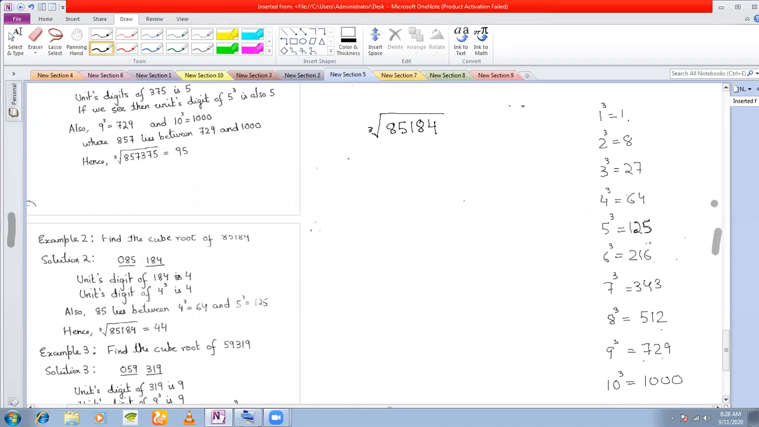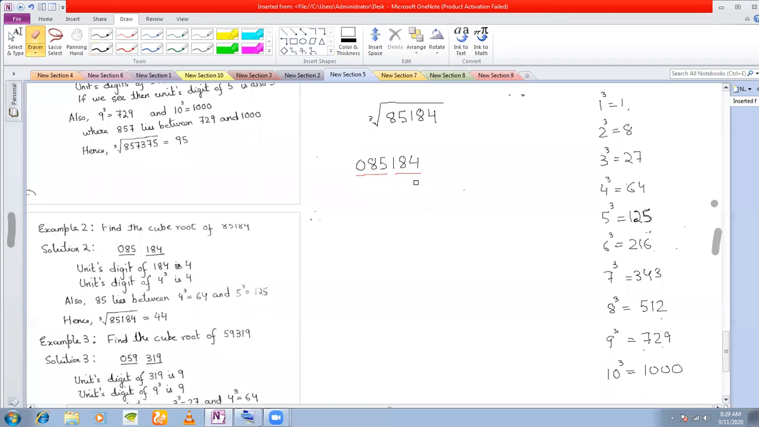Let us choose this number. Now, first of all, I'll write this number 85184. Now I'll group the digits in threes, starting from the right side, this decimal point side. This is your first three. And this is only 2 digits, but I can add a 0 here and make it a group of 3. Okay. So that is what I can do.